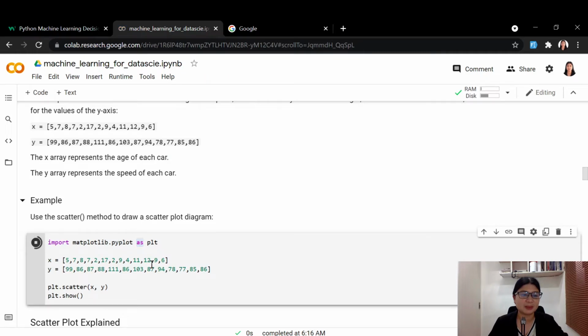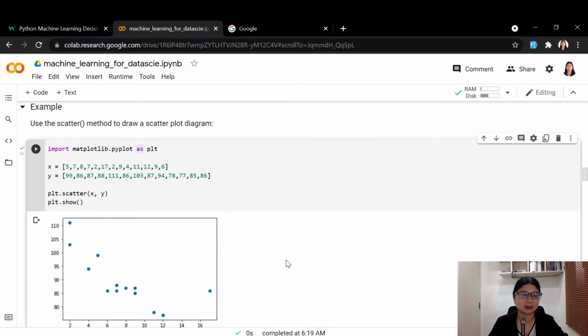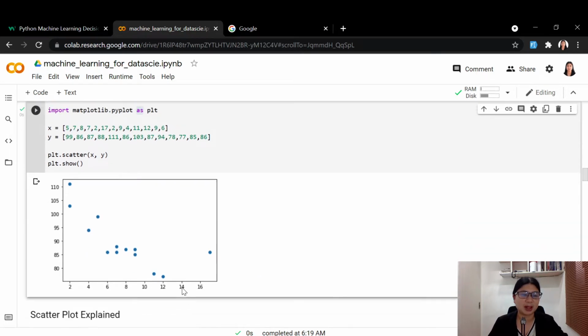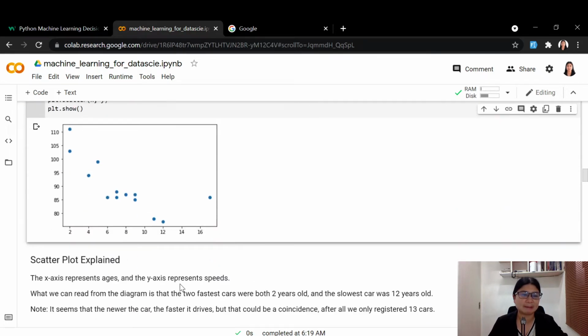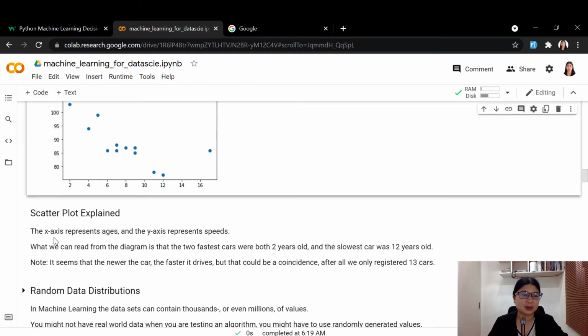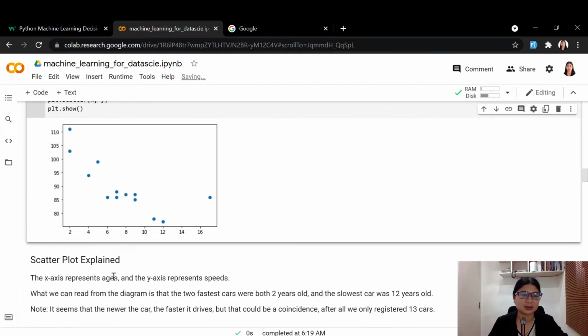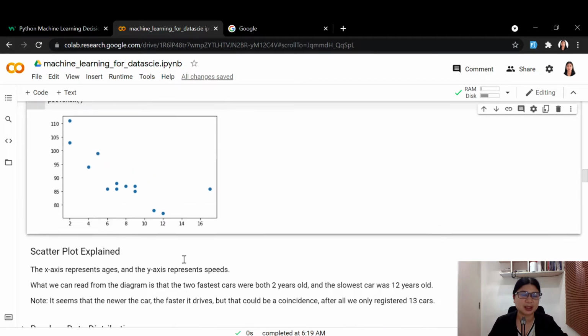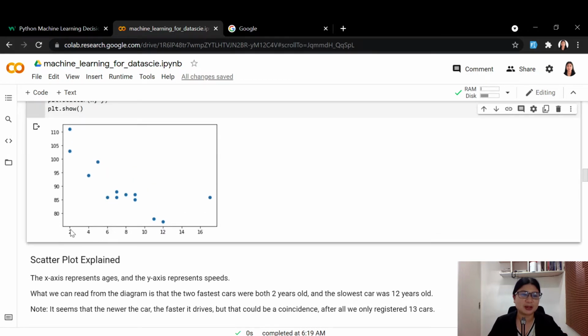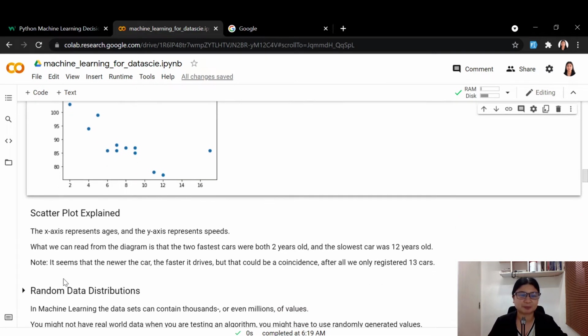So, in this example, we use the scatter function to plot the x and y axis. So, x represents the ages. Ang x represents the ages class. Ang y amo naman ni, represents the speed. So, in this example, like 2 years old, so 110 is the highest, no?